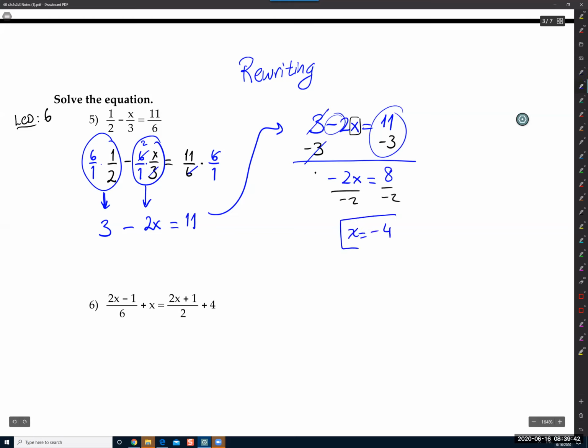By the way, even if you come up with the wrong answer, like x is equal to 4 or 1, it doesn't matter, but make sure you check your answer. Plug it into the original one and check. Okay? Work on that part.